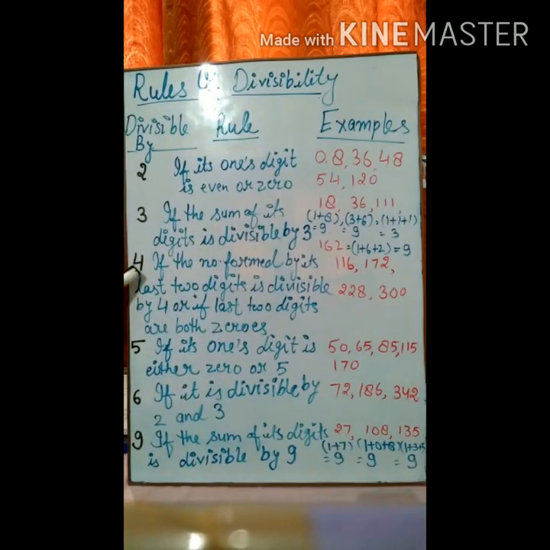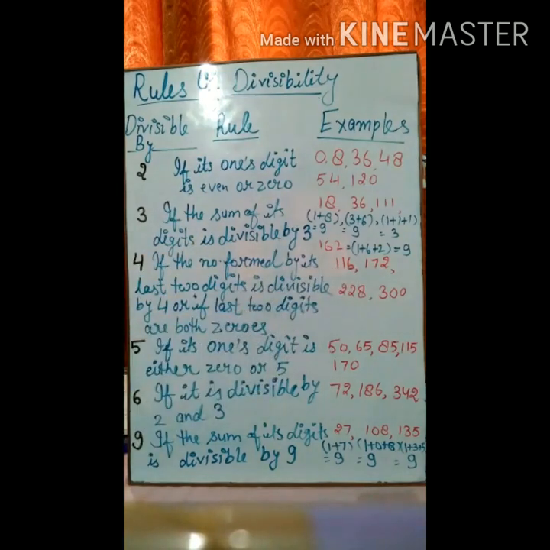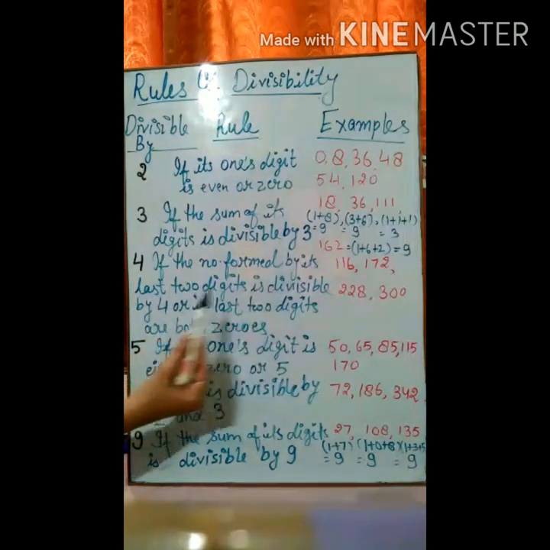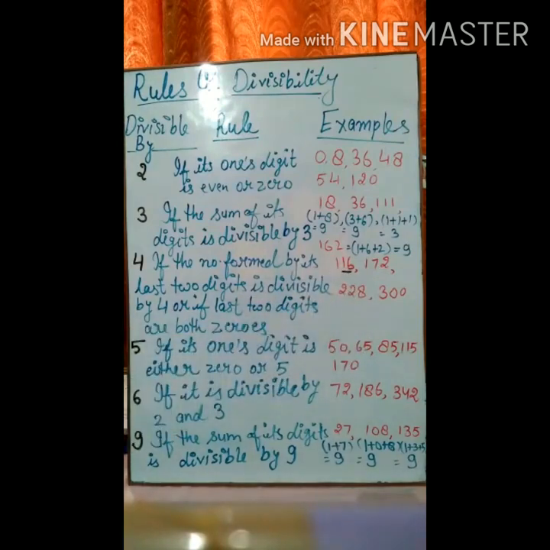Next, 4. A number is divisible by 4 if the number formed by its last 2 digits is divisible by 4, or if the last 2 digits are both zeros. Let's see an example. 116. What is the rule for 4? If the number formed by its last two digits is divisible by 4. The last two digits are 1 and 6, that is 16, and we know that 16 is divisible by 4. So 116 is also divisible by 4.